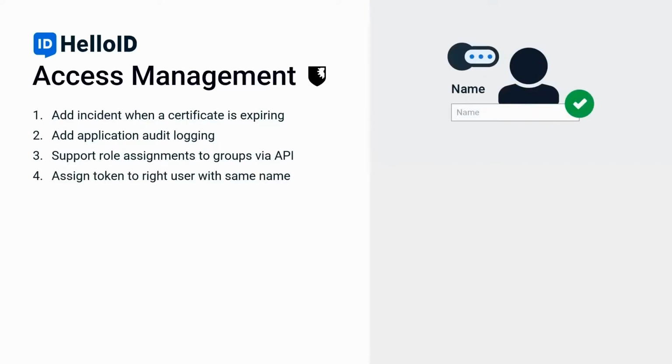Next, a small change was made in the token assignment window. We now also show the email address of the user, which is helpful when you are using multiple user sources in HelloID or have multiple users with the same name in your directory.